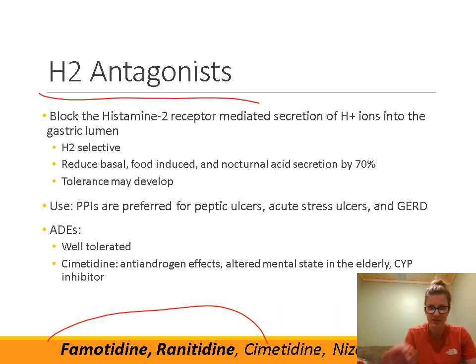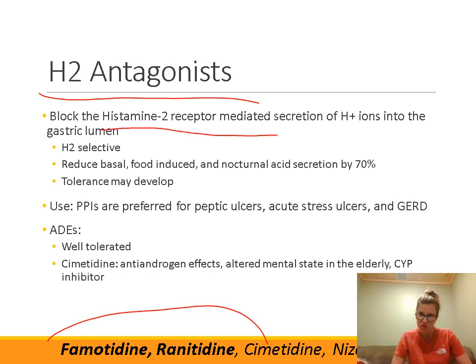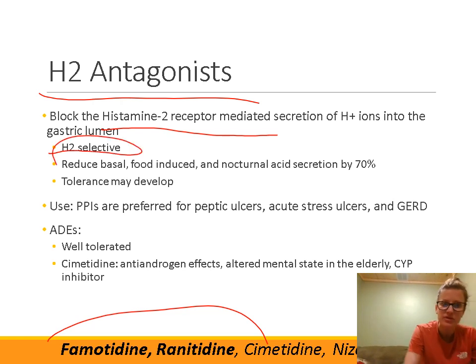These drugs selectively block the histamine 2 receptor. By doing so, they block histamine-mediated secretion of hydrogen ions. Note these drugs are selective for the histamine 2 receptor. They do not bind to the H1 receptor, which is important. General antihistamines like diphenhydramine also bind to the H1 receptor, and that's why it causes sedation. These agents don't bind to the H1 receptor, so they generally do not cause sedation. Again, that is kind of dose dependent, but at usual doses, they're not going to cause a lot of sedation.